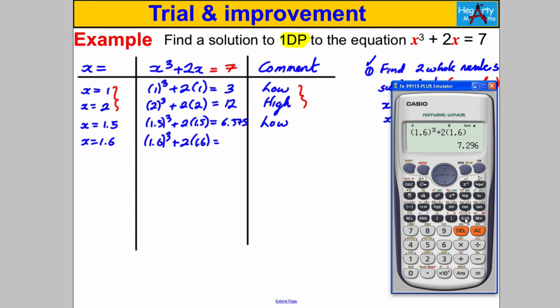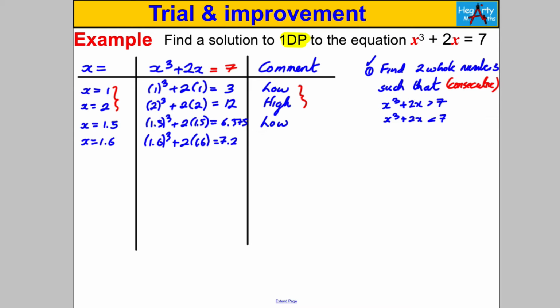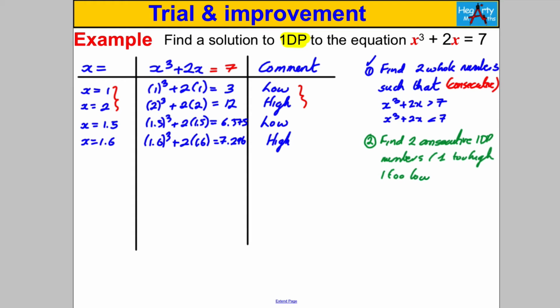And I get, when I do that, 7.296, and that is too high. Now this is perfect, and that should always be my second step, to find two consecutive, as it were, one decimal place numbers, one too high and one too low. That is always my next step.